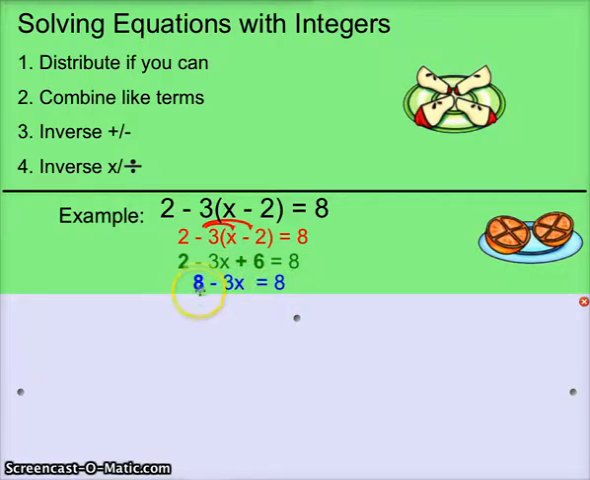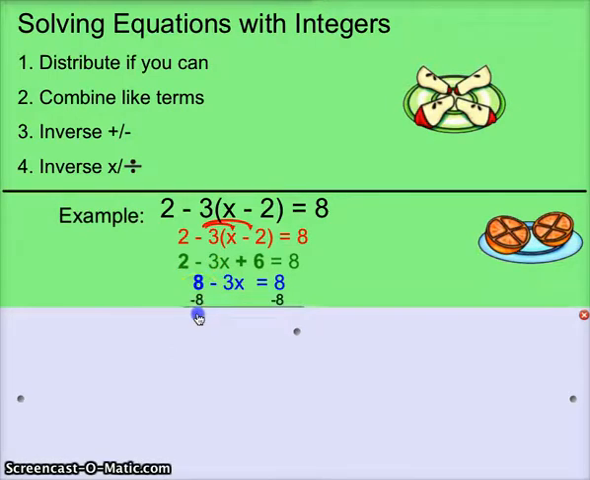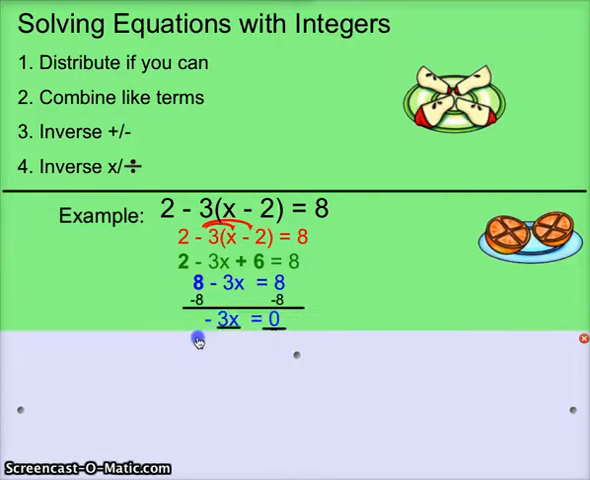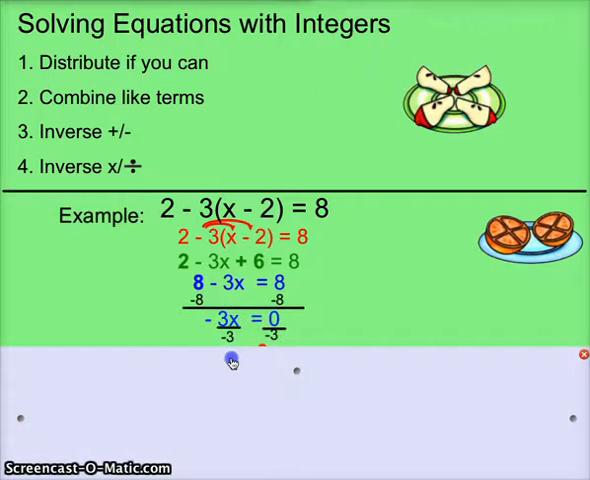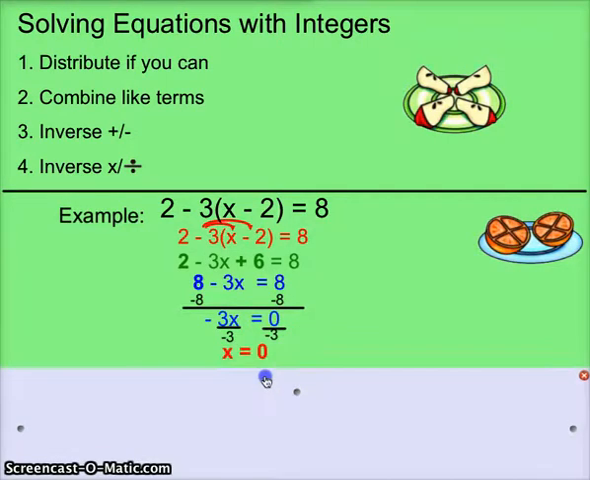So now my job is to get rid of this 8 here. Because this 8 is positive, I have to subtract 8 on both sides, and I'm left with negative 3x equals 0. Now to get x by itself, I have to divide by negative 3 on both sides, because right now negative 3 is being multiplied by x. To cancel that out, I'll divide by negative 3 on both sides. And 0 divided by anything is 0. So x equals 0.